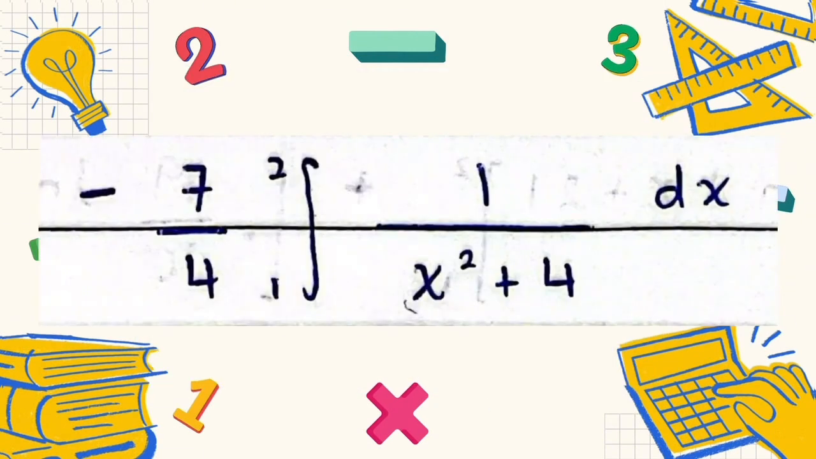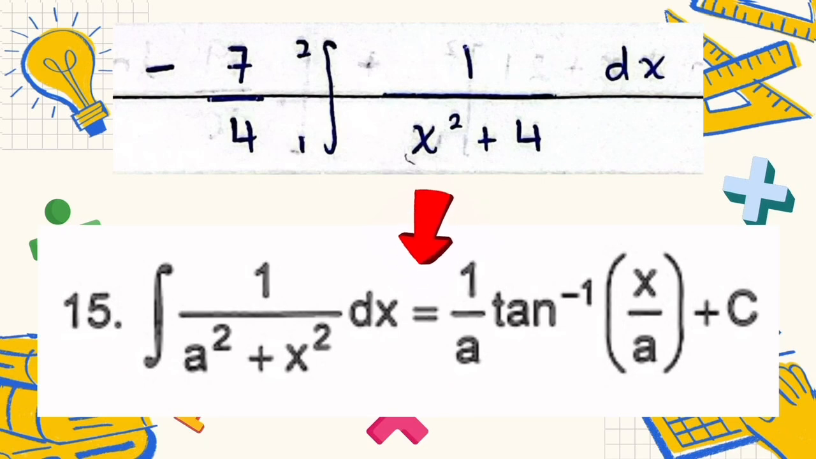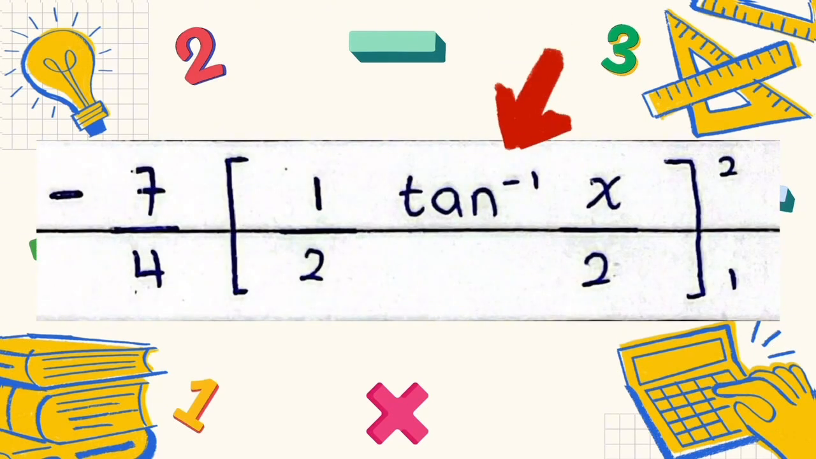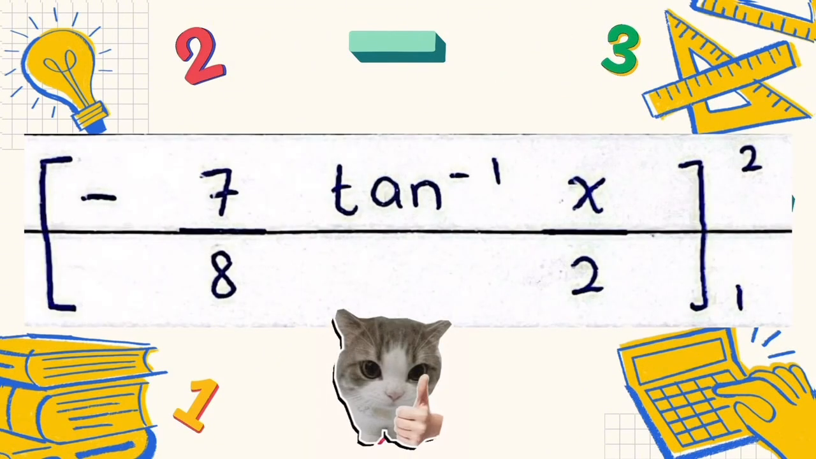Furthermore, the third term is negative 7 over 4 times 1 over x squared plus 4. This follows the inverse tangent rule, the integral of 1 over x squared plus a squared dx equals 1 over a inverse tangent of x over a. Here, a squared equals 4, so a equals 2. Thus, we multiply our constant negative 7 over 4 by 1 over a, which is 1 over 2, giving us the final answer of negative 7 over 8 inverse tangent of x over 2.